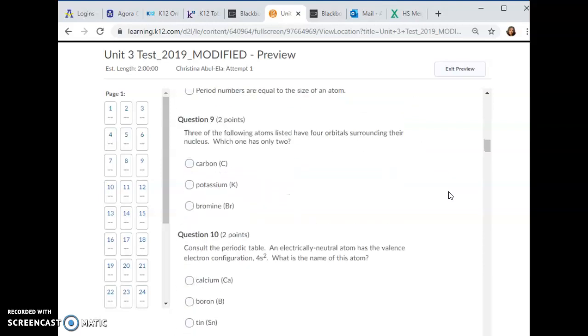Question 9. 3 of the following atoms listed have 4 orbital rings surrounding their nucleus. Which one only has 2? Carbon, potassium, bromine.